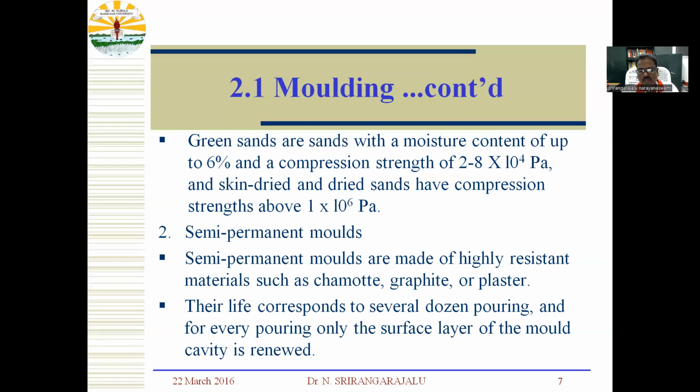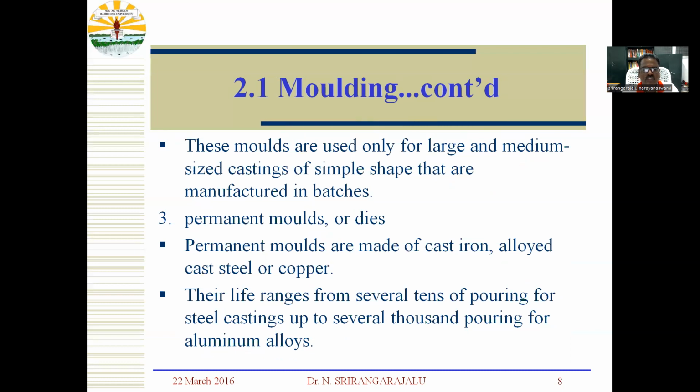Semi-permanent molds are made of highly resistant materials such as chamote, graphite, or plaster. Their life corresponds to several dozen pourings, and for every pouring, only the surface layer of the mold cavity is renewed. The molds are used only for large and medium-sized castings of simple shape that are manufactured in batches.